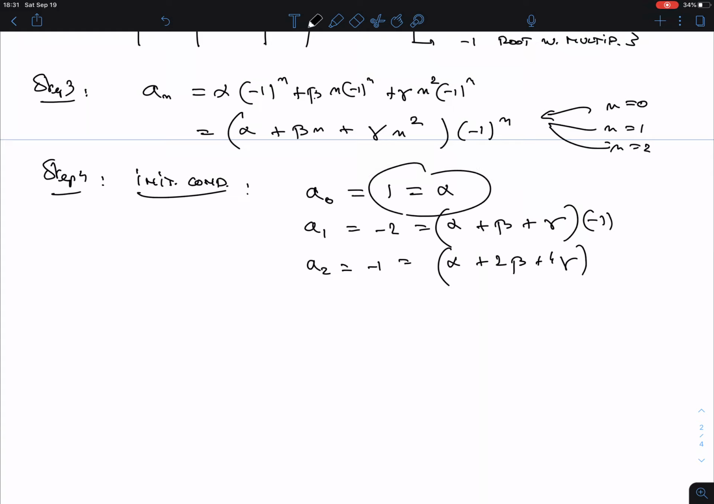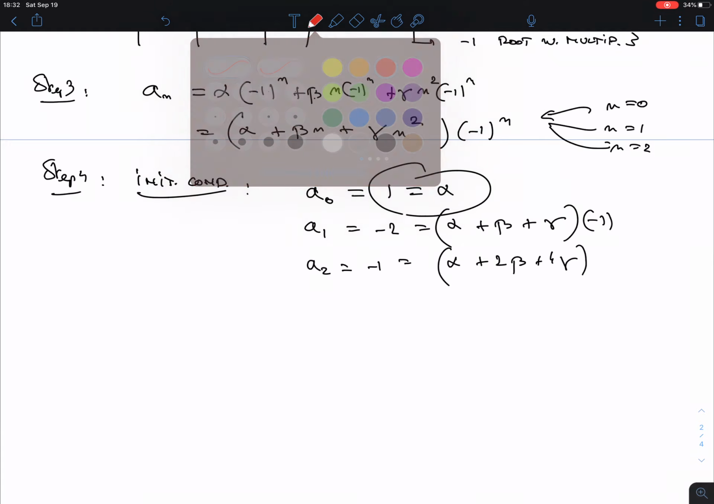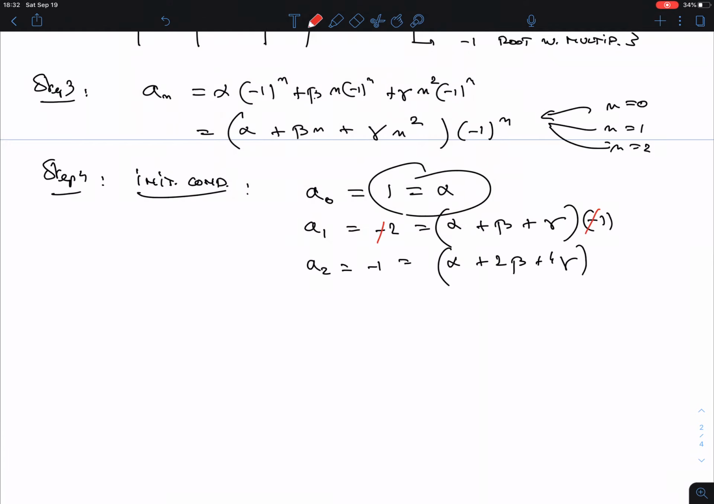Okay, so alpha is 1. I can plug that in this equation. So the next equation is -2 is, remember there's a -1 here, so this minus alpha, which is 1, minus beta minus gamma. I'm expanding the minus sign. Or perhaps it might be more confusing to do that. So I'm going to actually be smart and multiply both sides with -1, then there's no negative signs anymore.